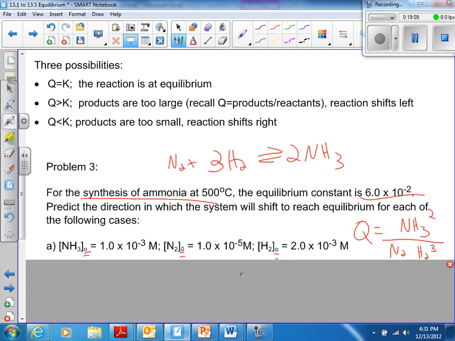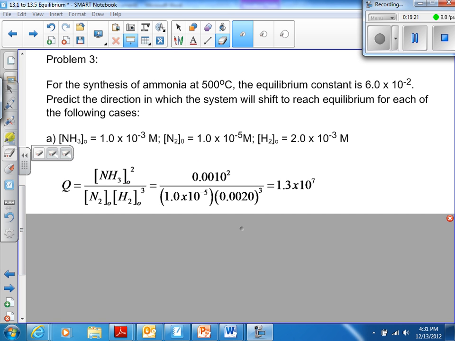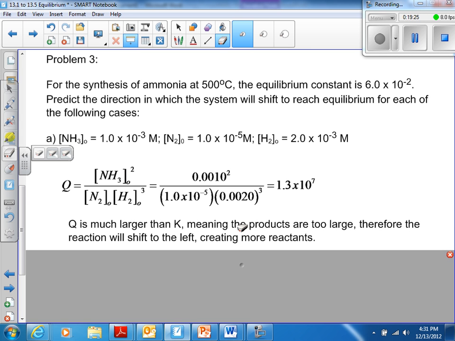Pause this. Calculate that out for yourselves. The answer is about to show up, so make sure you pause. Solve that out. Here's the answer. Okay. Hope you got that. Hopefully I didn't make a mistake.